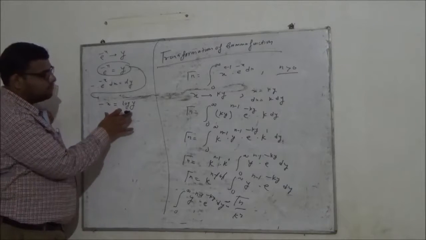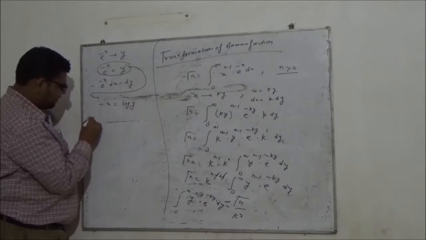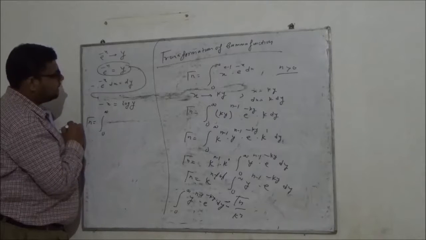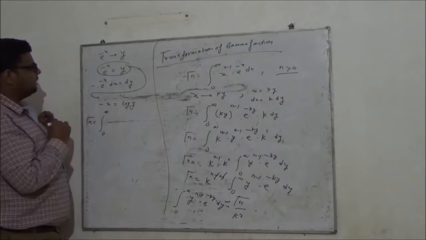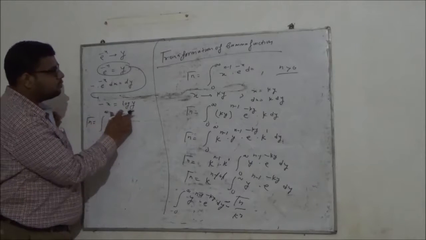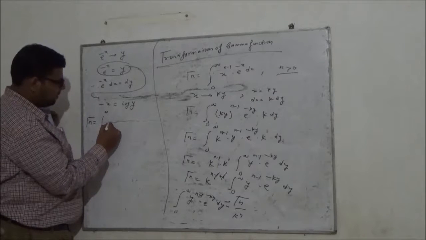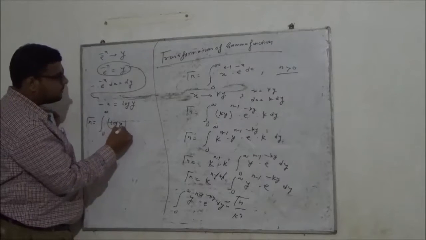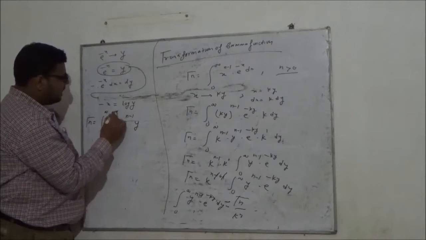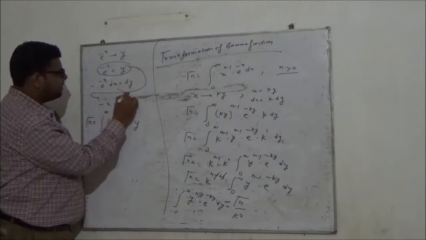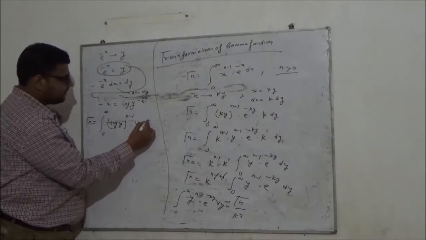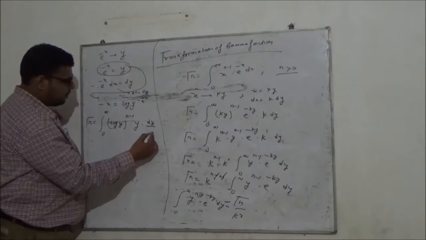Now we put all values in gamma n. So gamma n will become integration from 0 to infinity x power n minus 1. What is the value of x power n minus 1? Minus x is equal to log y, so it will become (log y) power n minus 1 dot e power minus x, which is y. And what is dx? dx will become dy upon e power minus x with a negative sign, so dy upon minus e power minus x.